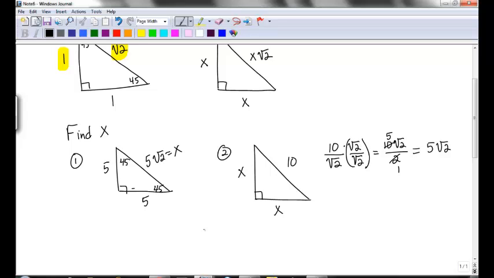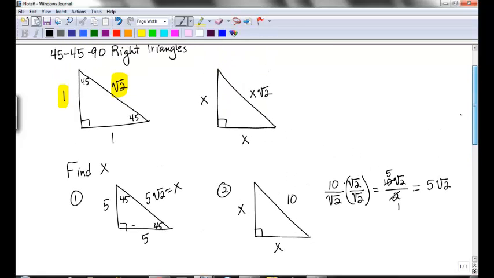Let's sum this up. If you know the leg and you want to know the hypotenuse, multiply by radical 2. If you know the hypotenuse and you want to go to the leg, you divide by radical 2. Good enough on that part? Okay.